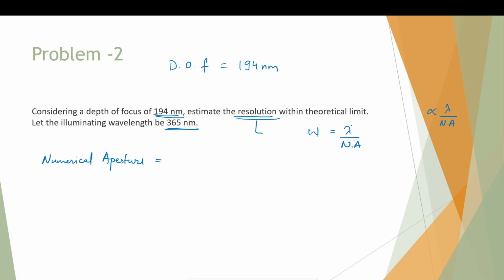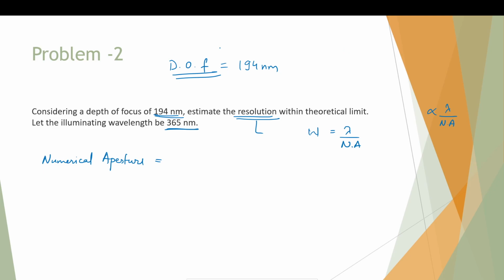Okay, so theoretical resolution is lambda by NA. So we desire a larger numerical aperture so that we can get information from multiple diffraction orders and then project it on the wafer. But then how do we find out this numerical aperture? The numerical aperture is actually related to the depth of focus.